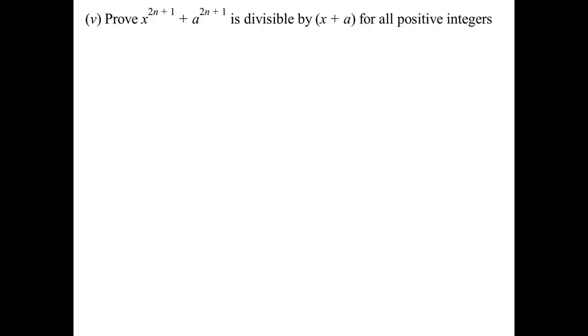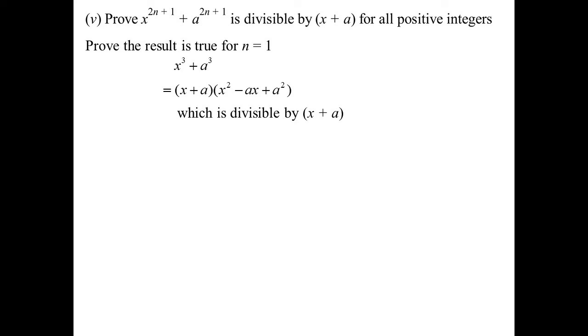Let's play with polynomials. Prove x to the power of 2n plus 1 plus a to the power of 2n plus 1 will always be divisible by x plus a. First case, let's make n equal to 1. We end up with x cubed plus a cubed. Well, we have a factorisation for that. We know it's x plus a times x squared minus ax plus a squared. But I guess the important thing is x plus a is a factor. So it's divisible by x plus a. So that's good. First case works.